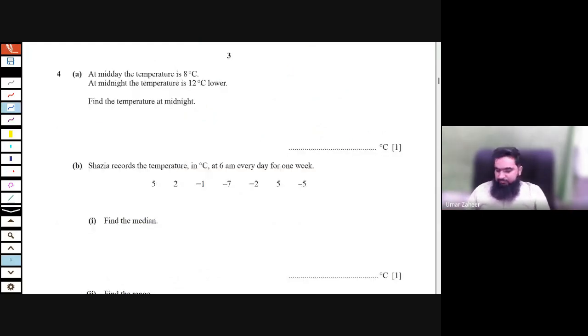Now at midnight, the temperature is 8 Celsius. At midnight, the temperature is 12 Celsius lower. So we have 8 Celsius lower by 12 Celsius. So the final temperature will be minus 4 Celsius.